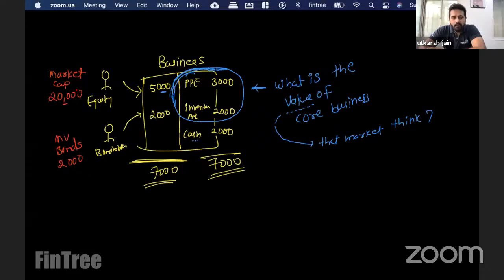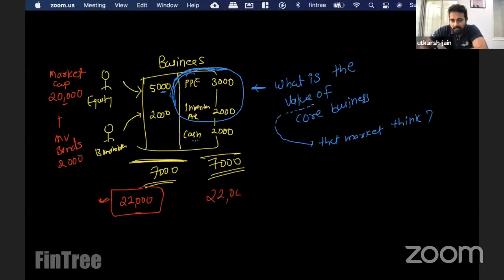If these people on the left hand side who are contributing money to buy the business, or funding the business, the total valuation that these guys are assigning on the balance sheet on the left hand side is 20 plus 2, 22. All right. Now, would you agree that if the left hand side is 22, the right hand side should also be 22 based on the market valuation? Yes. If the left hand side is 22, the right hand side should also be 22.